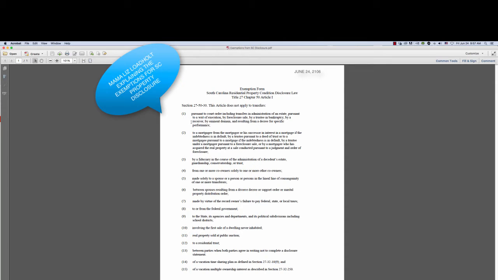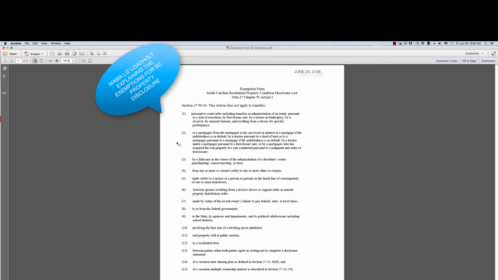The first one says, pursuant to court order, including transfers and administration of an estate, pursuant to writ of execution, by foreclosure sale, trustee in a bankruptcy, etc. What this means is, if there's a court order to transfer property, the court does not have to provide a property disclosure. But if a person gets the property via this method, when they get ready to sell it, they do have to have a property disclosure.